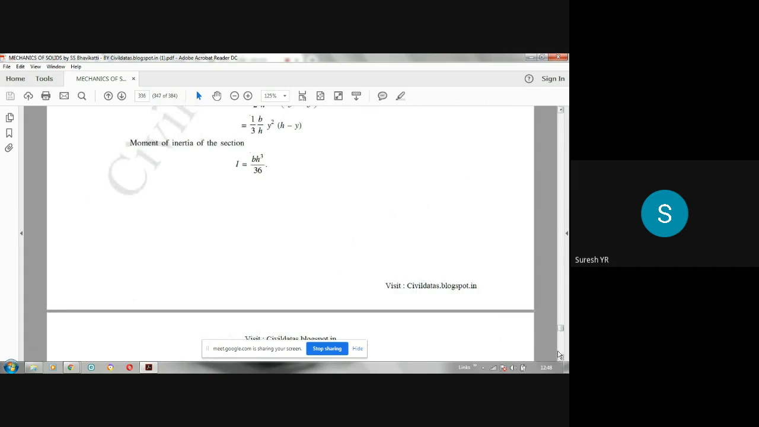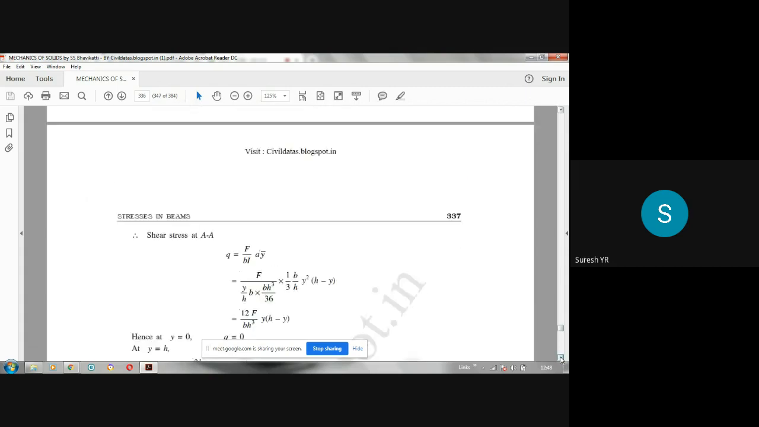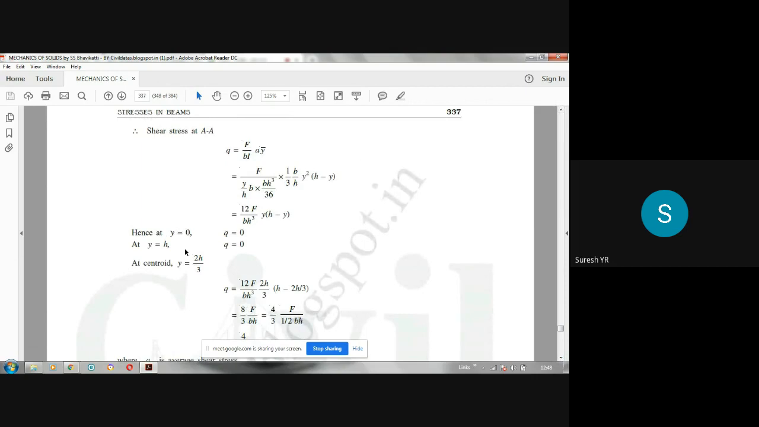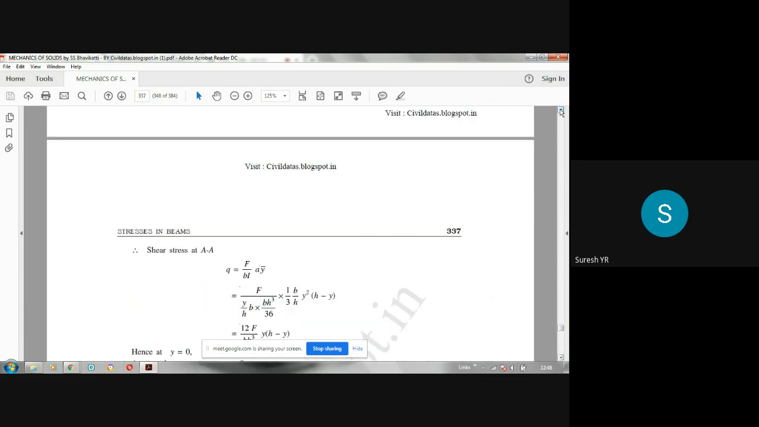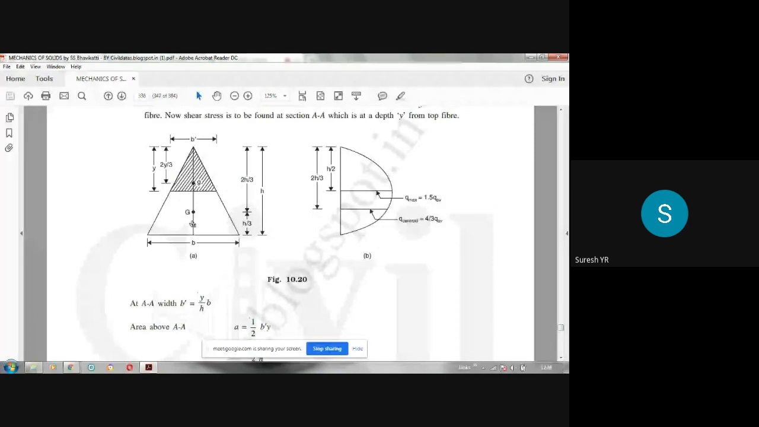See, we have got this expression for q. Now put y is equal to 0 in this. If you put y is equal to 0, q becomes 0. If you put y is equal to h also, q becomes 0. That means you have got the value of shear stress at top and bottom fiber as 0, 0. See here, 0, 0. Now at the centroid, means here, neutral axis. At the neutral axis here, at this point, what is the shear stress?